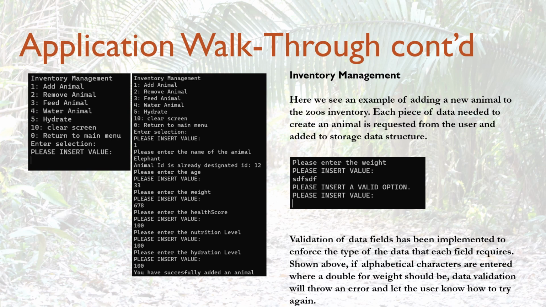I'm going to talk about the add animal option. As I press one, it will ask for the name. Here it's the elephant, and then we'll give the animal its unique ID. Even though elephant is already on the menu, there can be another elephant, but they have different IDs and different attributes. It will then ask for age, weight, health score, nutrition, and hydration level. If entered successfully, it will give the message that you have successfully added an animal.